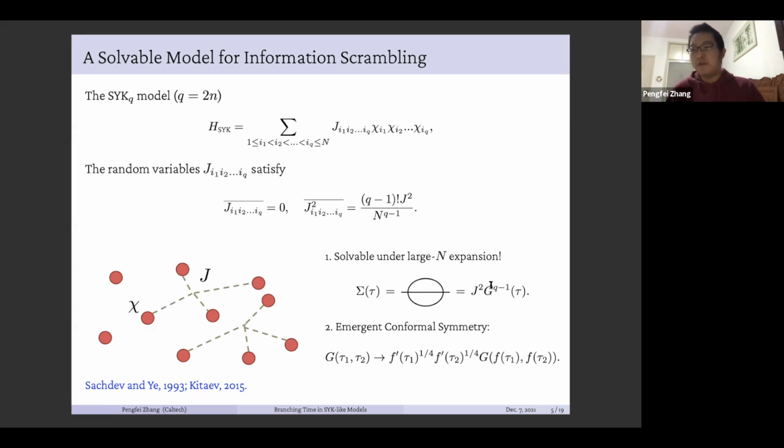It is also known that in the low temperature limit, the effective mode of the SYK model is the so-called reparametrization mode, which is due to an emergent conformal symmetry at low temperature. So the Green's function can undergo a reparametrization, which gives such a transformation.